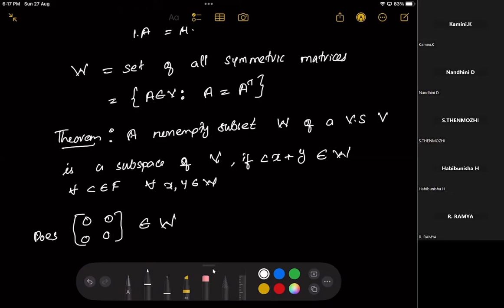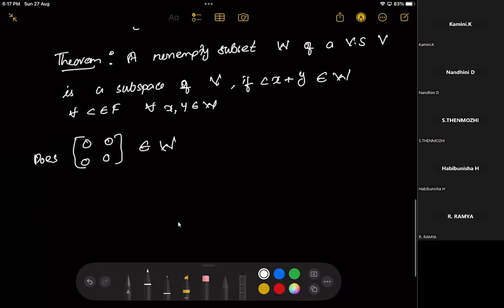Yes, ma'am. Yeah, this belongs to W because it is a 2 by 2 matrix, so it belongs to V first of all. And also the transpose of the 0 matrix is 0 itself. So the condition A equals A transpose is also satisfied. So it belongs to W. Hence, W is non-empty.